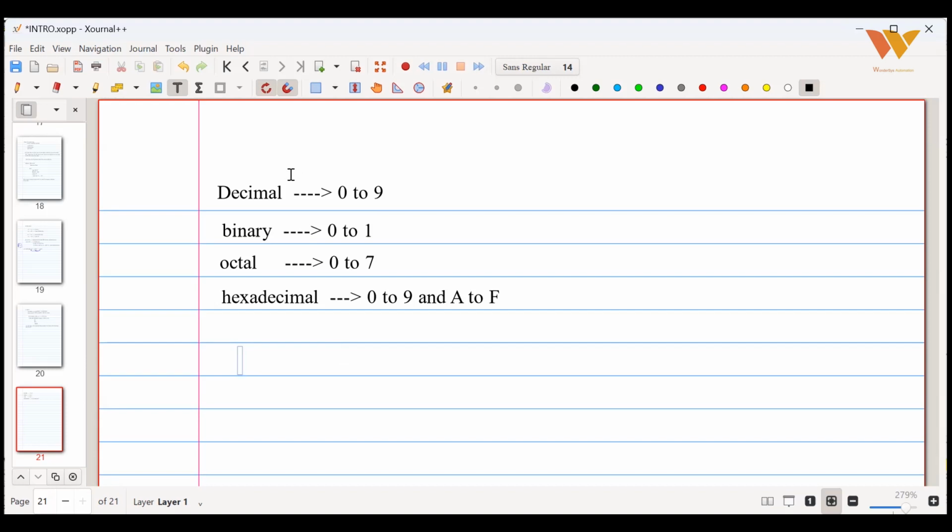Ma'am, last thing not understood. Not last thing, okay, understand. Hexadecimal is 0 to, now let me represent, wait.